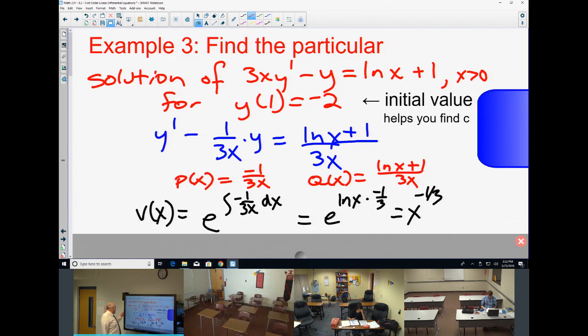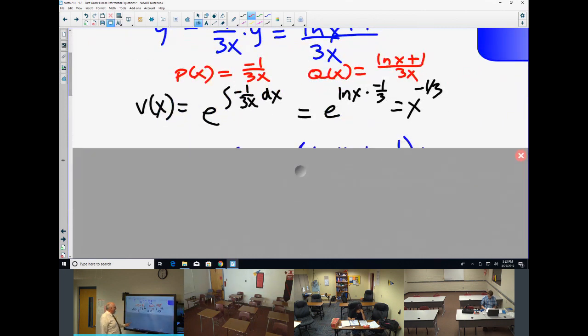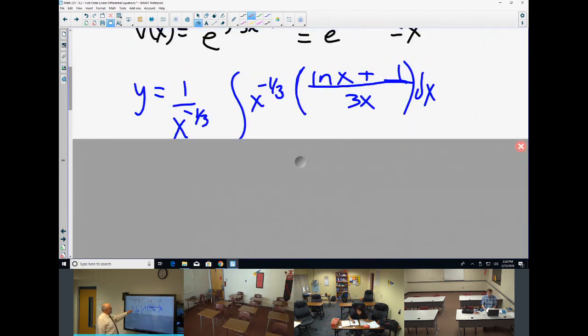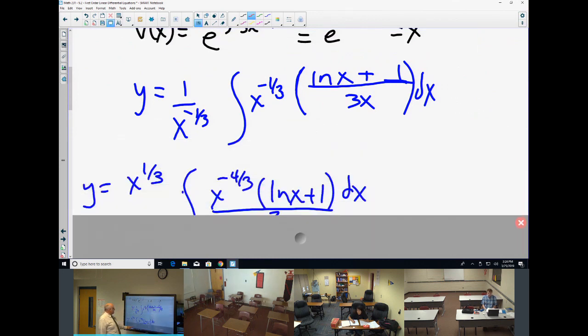Okay, so now I set up the answer. Now I say y is equal to 1 over v of x times the integral of v of x, q of x, dx. So 1 over x to the negative 1/3 times the integral of x to the negative 1/3 times the natural log of x plus 1 over 3x dx. All right, so let's see what I can do with this. First of all, when I have a negative exponent in the denominator, I can use the elevator rule to bring that up.